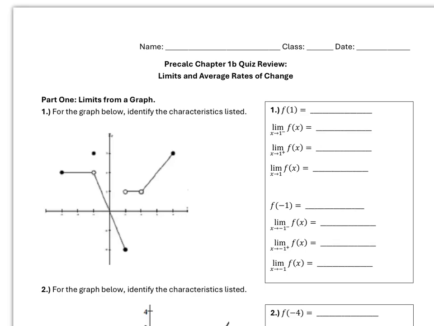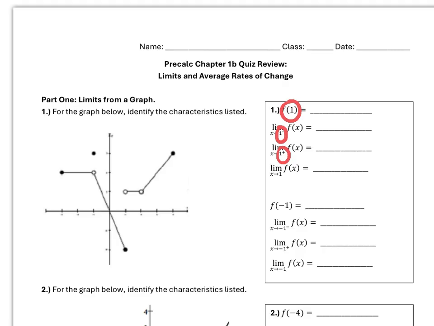Okay, so this is the quiz review for 1B, so the second half of chapter 1. This is going to quiz you on limits and rates of change. So the first part is using a graph to identify a limit. Make sure you are looking super carefully at where they're asking for the limit.